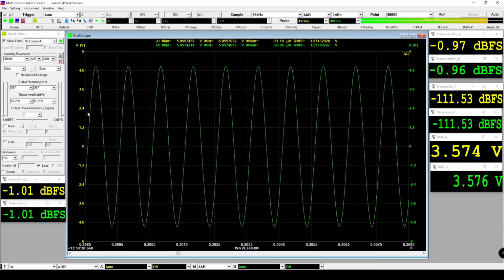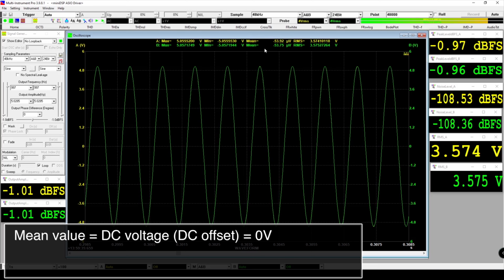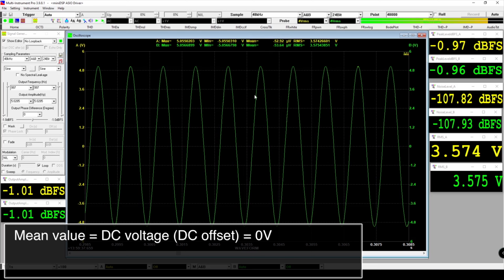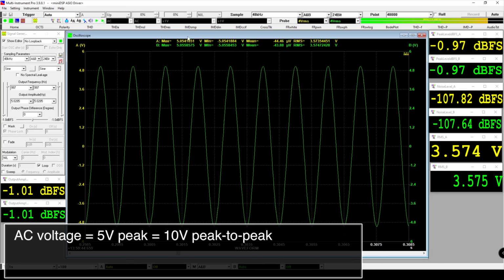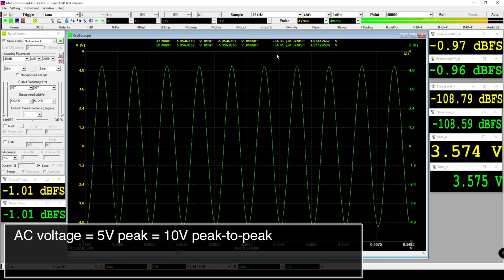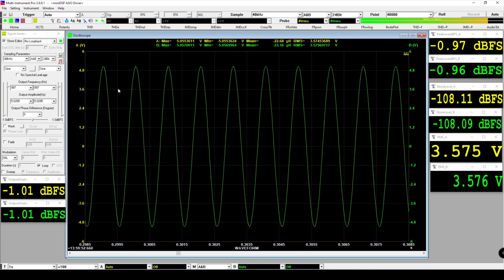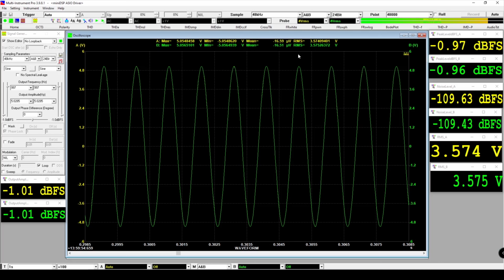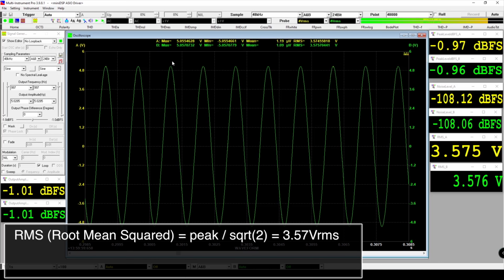So we see it's symmetrical around 0. So its mean value is around 0 volts. It's microvolts. And then the peak value is around plus minus 5 volts. We can also see here max and min. And the RMS value is around 3.6 volts. We can also see it here. And the RMS value is the peak value divided by square root of 2.